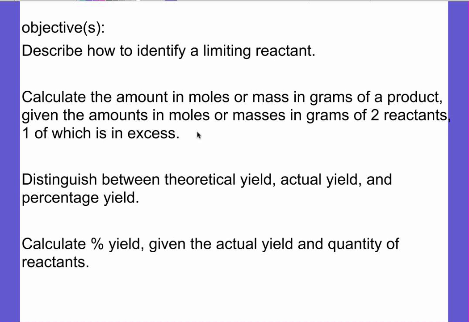Alright, so in my last video, I did these first two objectives for this section. This is section 3 of chapter 9, over limiting reactants and percent yields. So we figured out that limiting reactant part of the section. We just have to deal with the theoretical yield, actual yield, percent yield at the end.